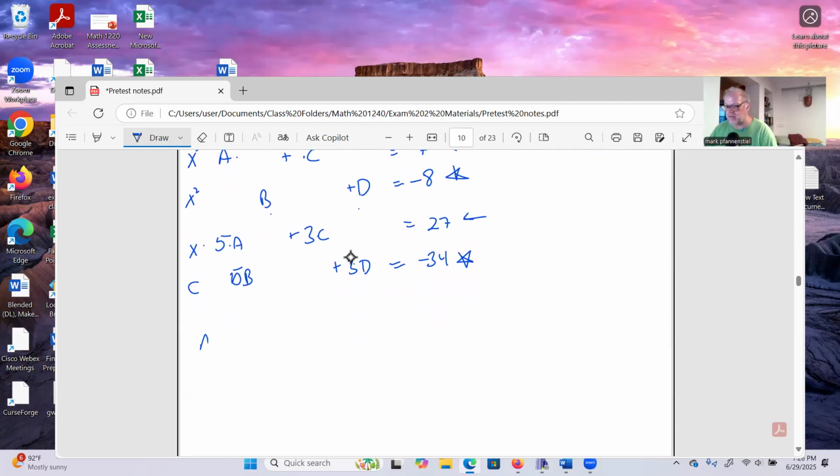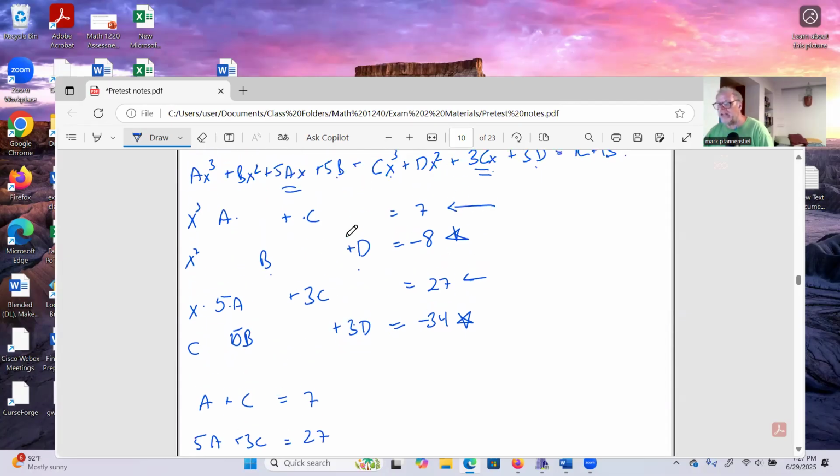So we can go ahead and do that. I've also got 5a plus 3c is equal to 27. I also have one of my other two equations.